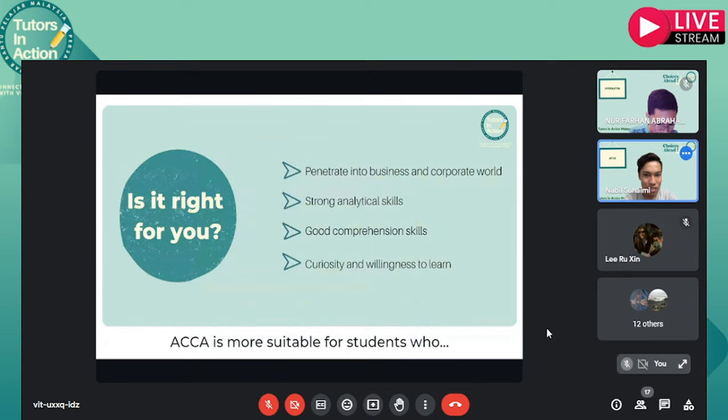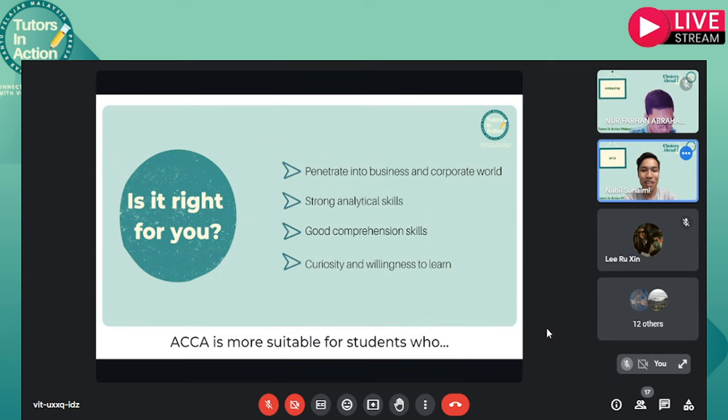So how do you know if ACCA is the right thing for you? If you want to penetrate into the business and corporate world. For me, the reason why I did ACCA in the first place is I want to work in the corporate industry. I want to work in business and maybe move up the ladder into a leadership role. And next is if you have strong analytical skills, you can analyze the numbers and math.